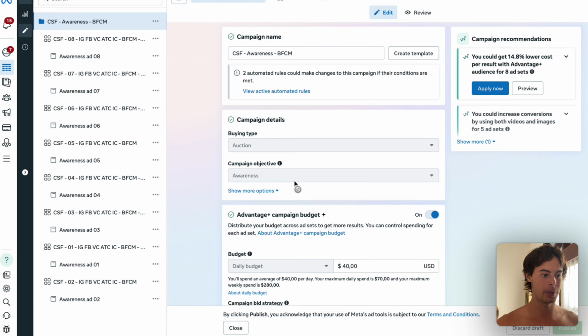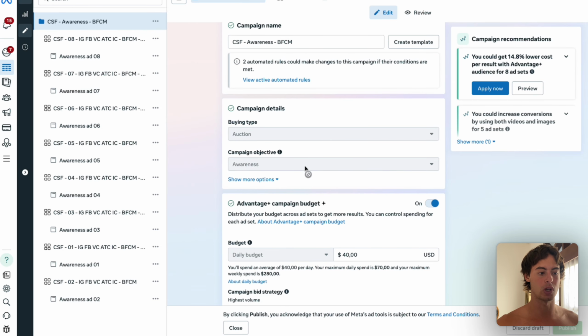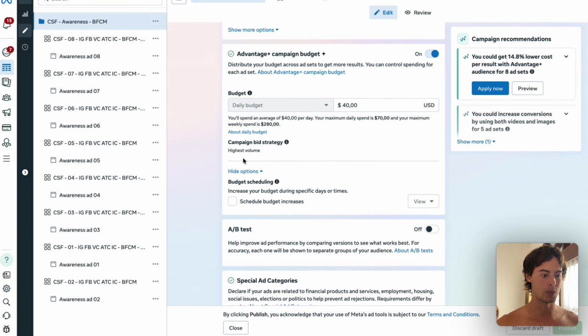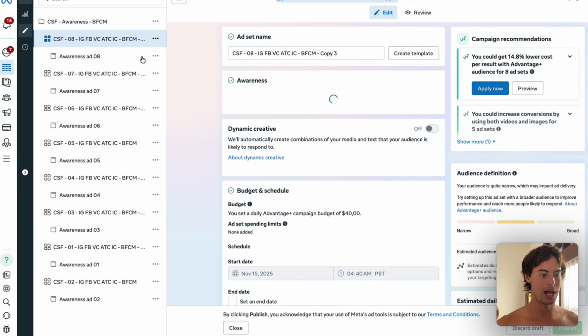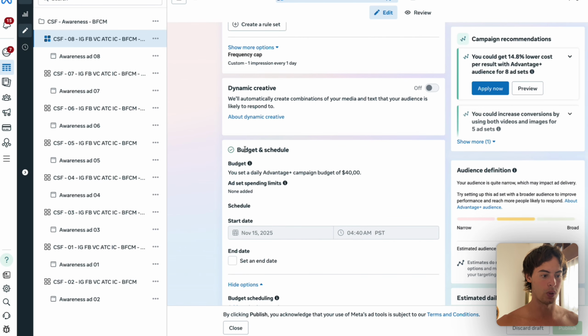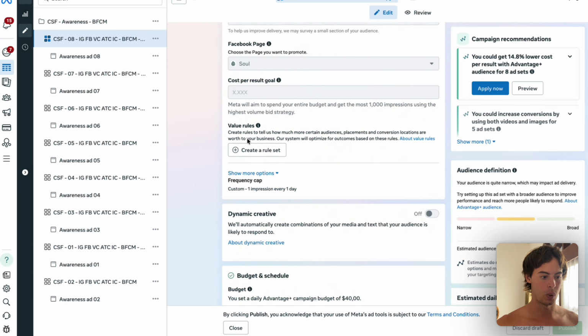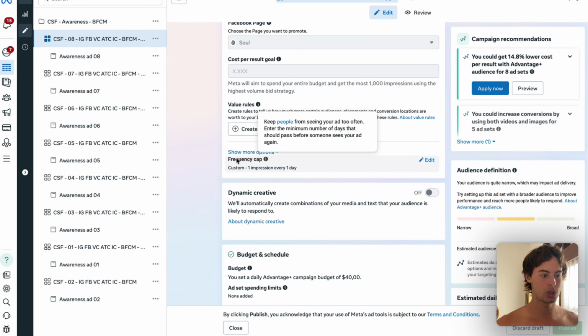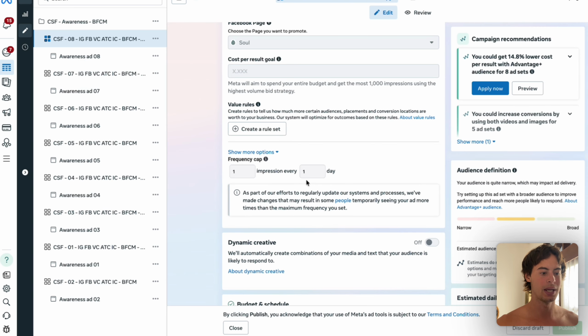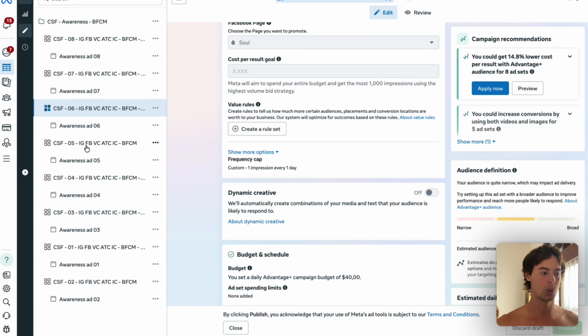And so the structure of the campaign right here is quite simple. We have an awareness campaign. As you can see, this is a CBO campaign at $40 per day. Awareness, highest volume as a bid strategy. And then every single asset is going to have as an objective reach, okay, which you can see right here. I have reach, and then I have the frequency cap, which is capped to 1 impression per day. The reason being is because I don't want this ad to be shown twice the same day to the same users. I would much rather have another asset right here that is showing another ad.